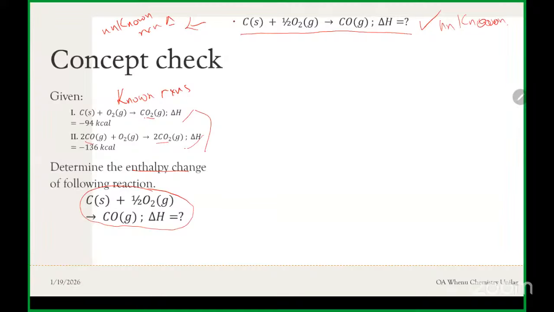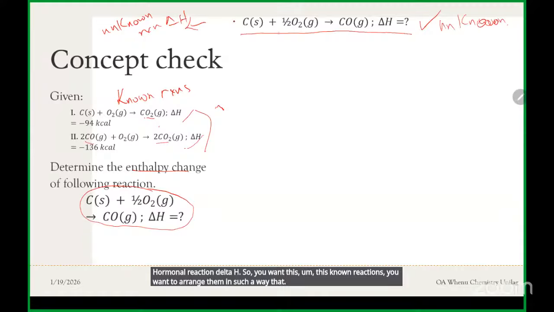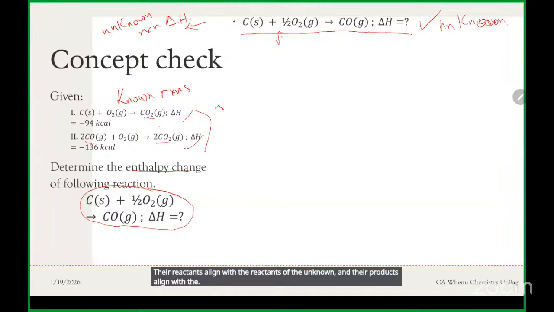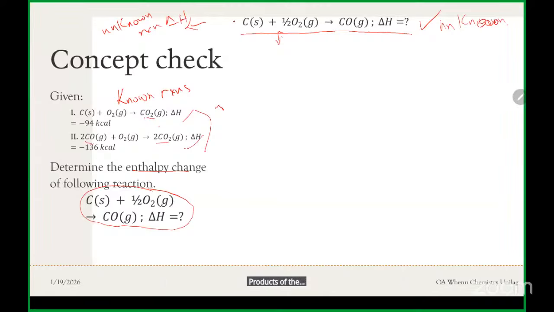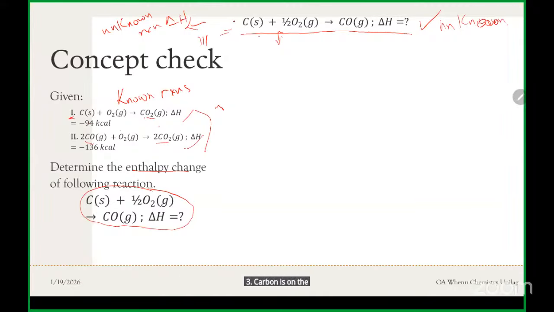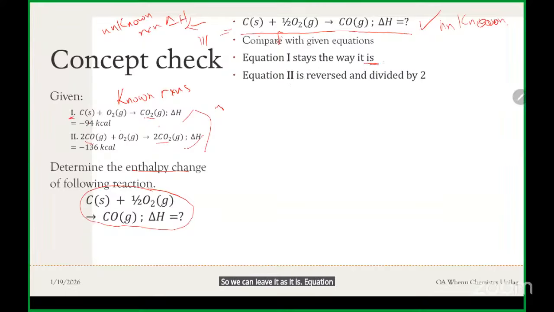Unknown reaction delta H. So you want to arrange these known reactions in such a way that their reactants align with the reactants of the unknown, and their products align with the products of the unknown. So let's look at equation 1. If we look at it with the unknown reaction, maybe we can call that equation 3. Carbon is on the reactant side, carbon is on the reactant side. It's 1 mole of carbon, so we are fine. So we leave equation 1 as it is.